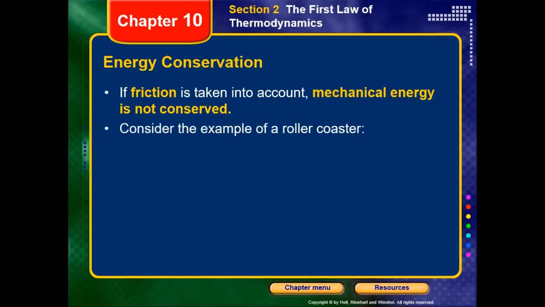Another example, a roller coaster in the amusement park. You know, a roller coaster is a car that we ride in and it takes us along a track that goes up very high and then very low. This roller coaster, which is very exciting, is an example of mechanical energy conservation.